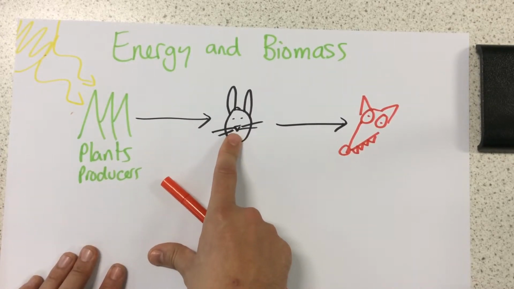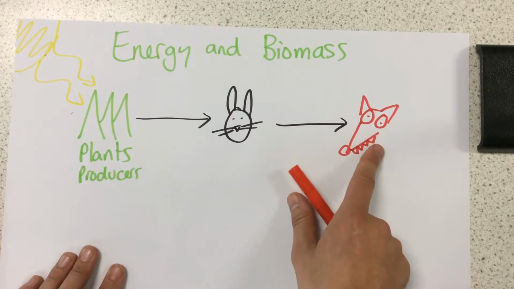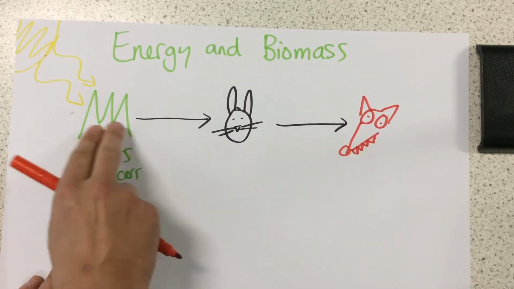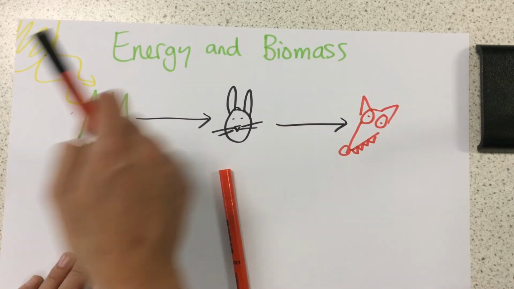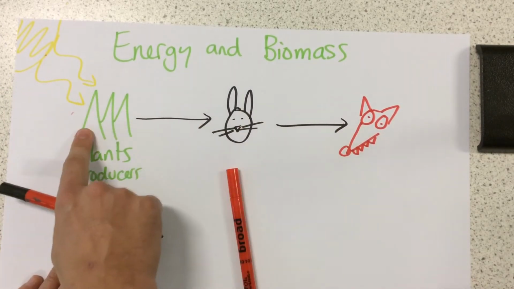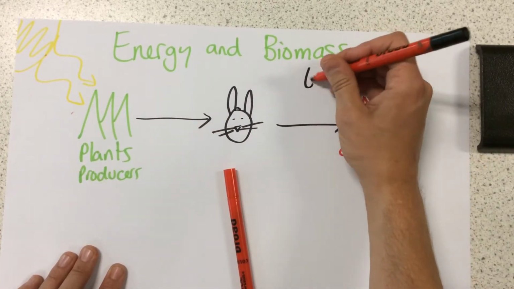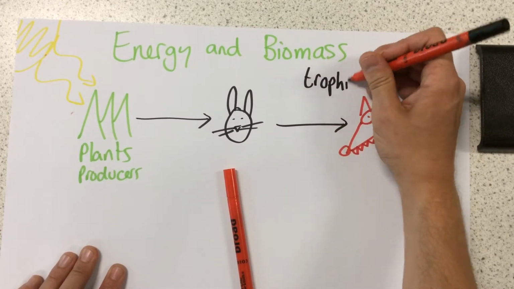This means that not all of the energy makes it up to this fox here. So the higher you go up the food chain, the less energy is transferred. These different levels in a food chain are called trophic levels.